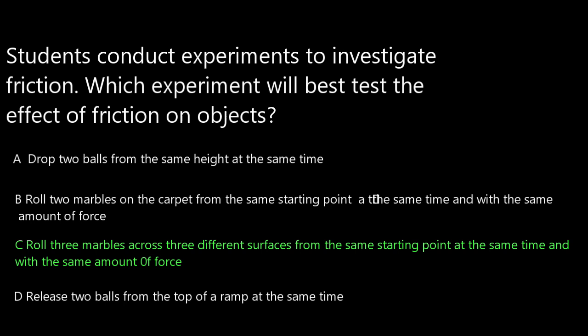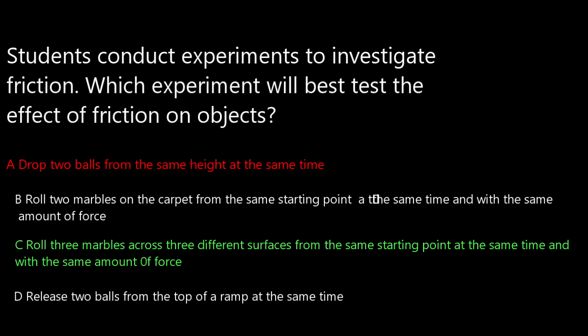Dropping two balls from the same height tests gravity, not friction. Both balls will fall at the same rate due to gravity regardless of friction. Option D is also incorrect because releasing two balls from the top of a ramp focuses on gravity and initial velocity. It does not test how different surfaces affect the motion of the balls.